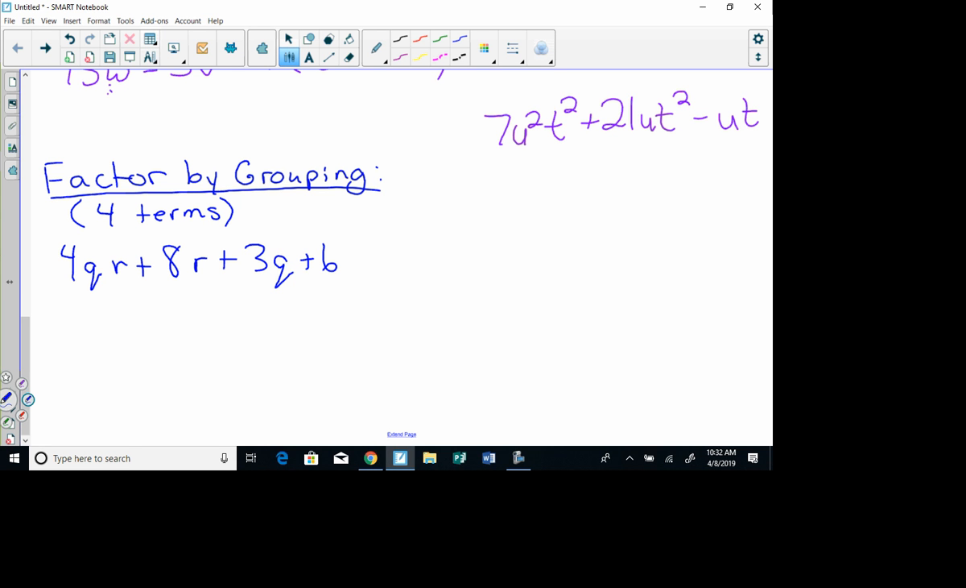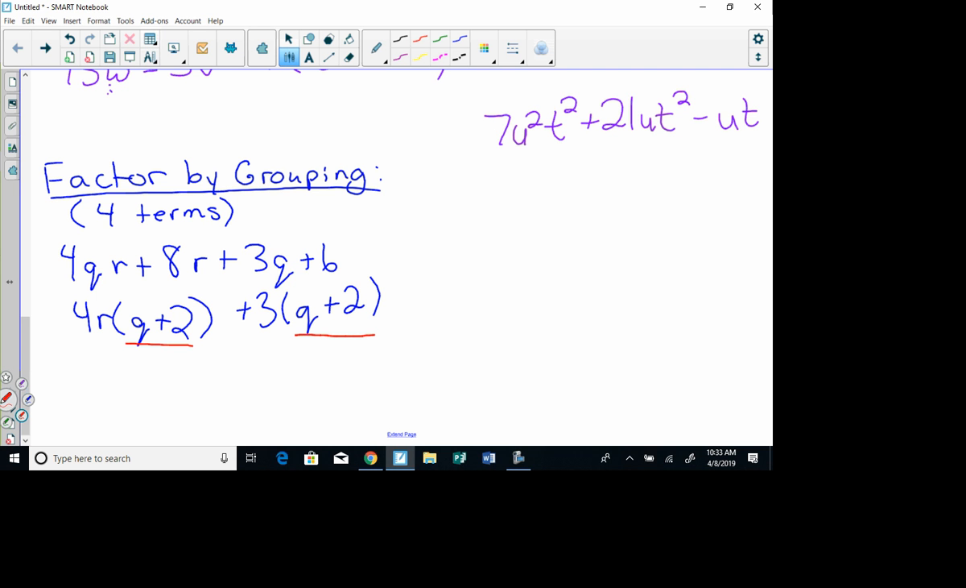4R, don't they? So I'm going to ignore those, and I'm just going to look at this as a little group. And I'm going to factor out a 4R. What's left here when I factor out a 4R? Q plus 2. Okay, now let's ignore this part and look at 3Q plus 6. Does it have something in common? A three. So let's factor out a 3. What's left? Q plus 2.